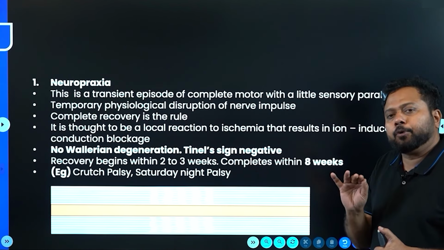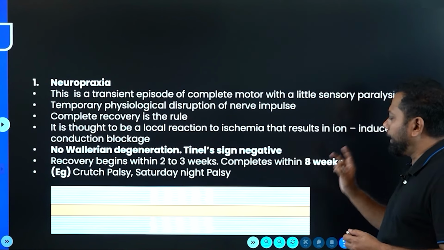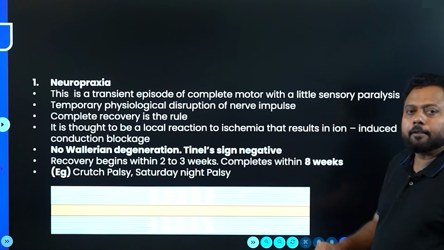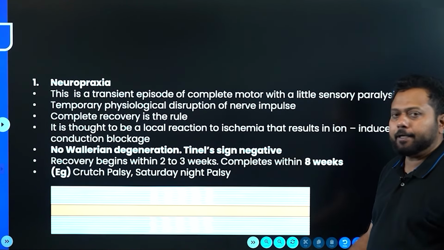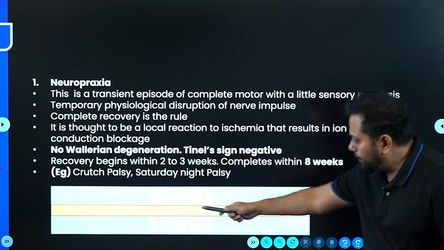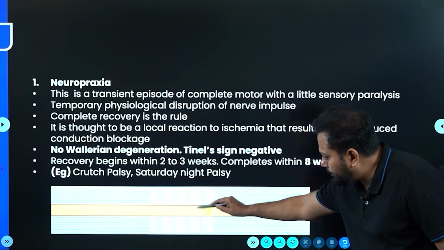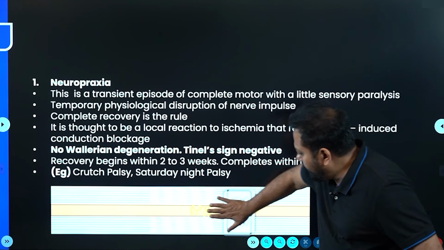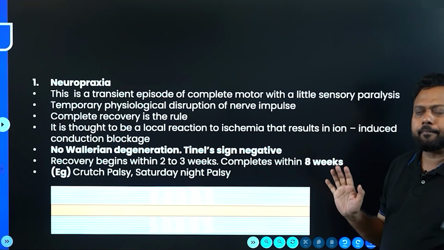Recovery begins within 2 to 3 weeks. Complete recovery rule is 8 weeks. By the 8th week, 100% you will get a complete recovery. A very good example is crutch palsy, Saturday night palsy. Okay, you see here, this is the schematic diagram. Nowhere is there some interruption, some damage, nothing has happened. Okay, it's very clean. It is physiological, just stretching here, that's all.